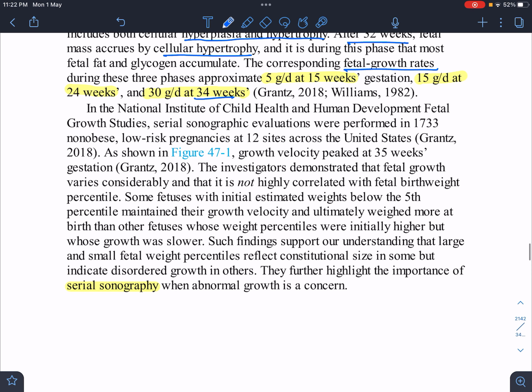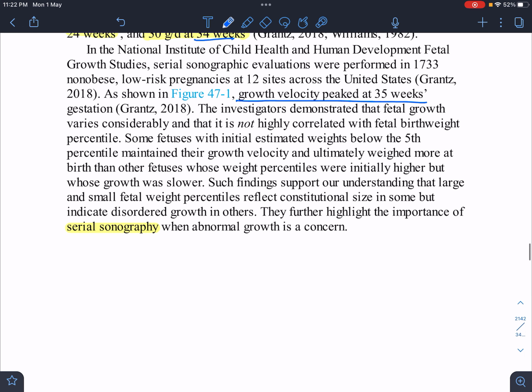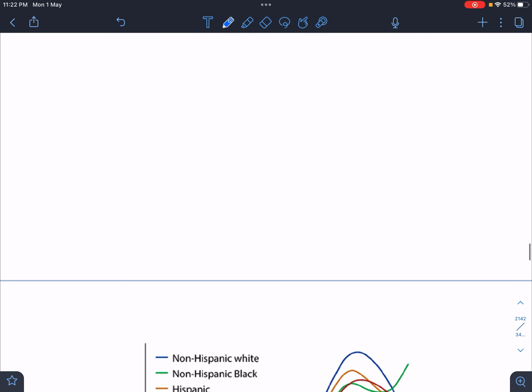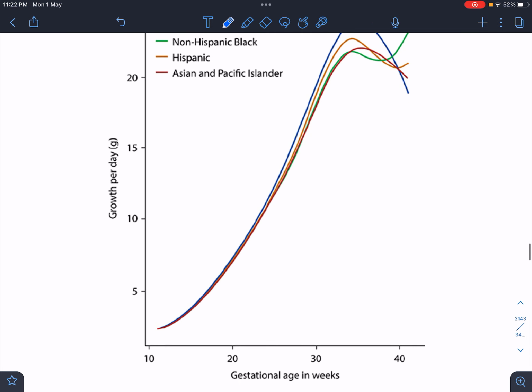Now in this paragraph, the normal thing given is that the growth velocity peaks at 35 weeks. The importance of serial sonography when abnormal growth is of concern is that it's not so sensitive, so you can see here.